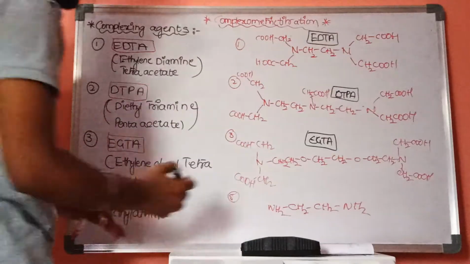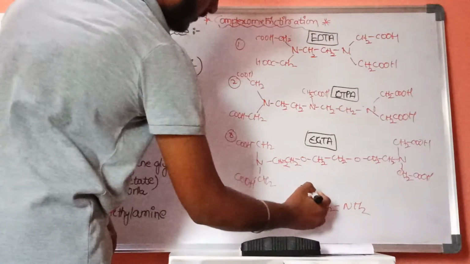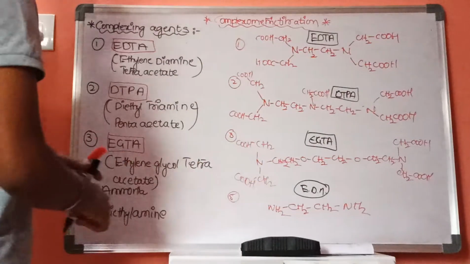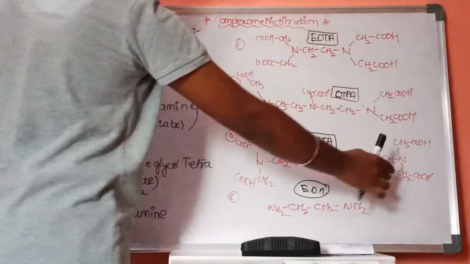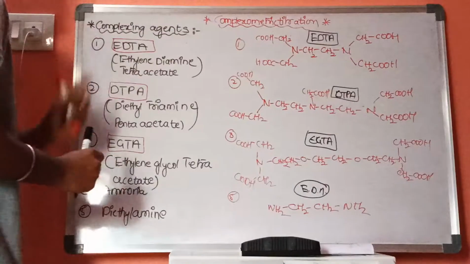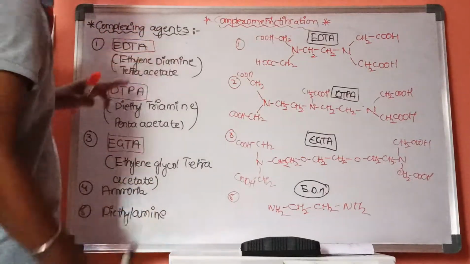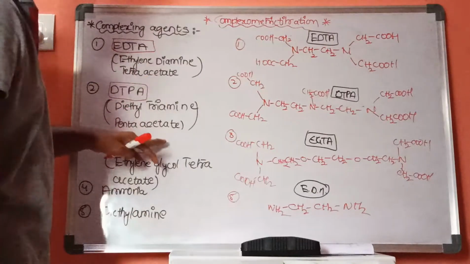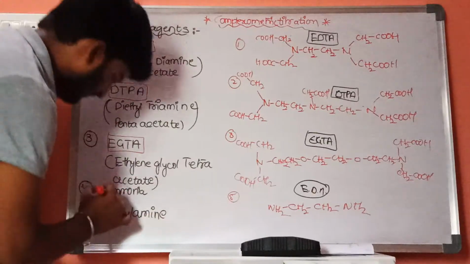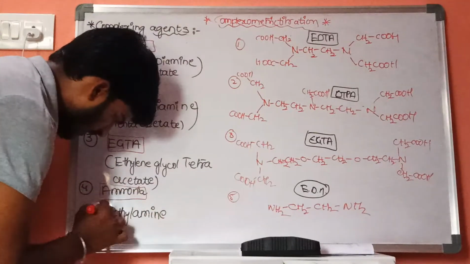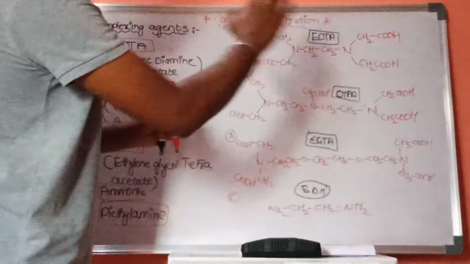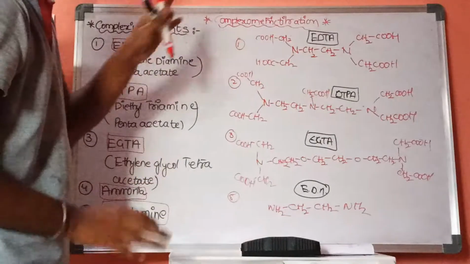This is the structure of ethylene diamine, and these are the complexing agents which are used in complexometric titrations. Once again, the first one is EDTA, the second one is DTPA, the third one is EGTA, the fourth one is ammonia, and the fifth one is diethylamine. This is about the complexing agents which are used in complexometric titrations.